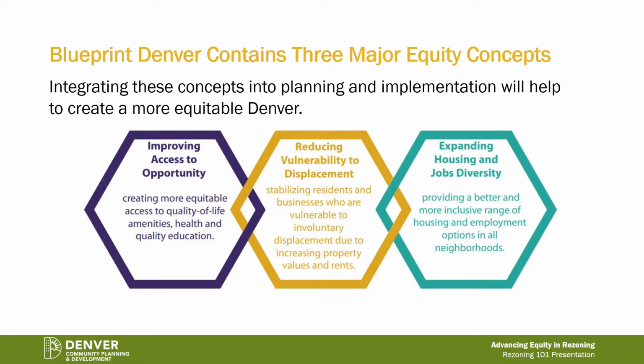In addition to that, city staff have integrated additional analysis related to the 3 equity concepts identified in Blueprint Denver. This analysis has been integrated into larger rezonings and those in vulnerable neighborhoods, which have led to outcomes such as voluntary affordable housing agreements. This presentation won't go into the purpose of this analysis, but I just wanted to let you know this can be part of the rezoning process.